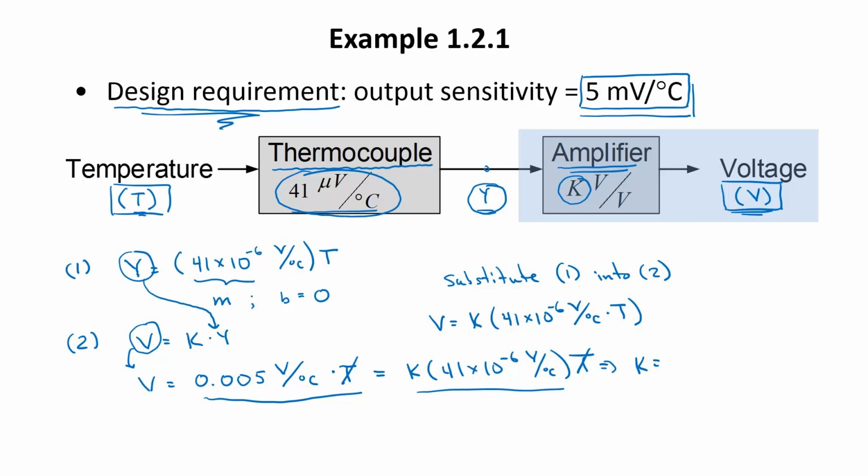So K is equal to 0.005 volts per degree centigrade divided by 41 times 10 to the minus 6 volts per degree centigrade. Doing that arithmetic, K turns out to be about 122. Units of volts cancel with volts, degrees centigrade cancel with degrees centigrade, so K actually has no units.